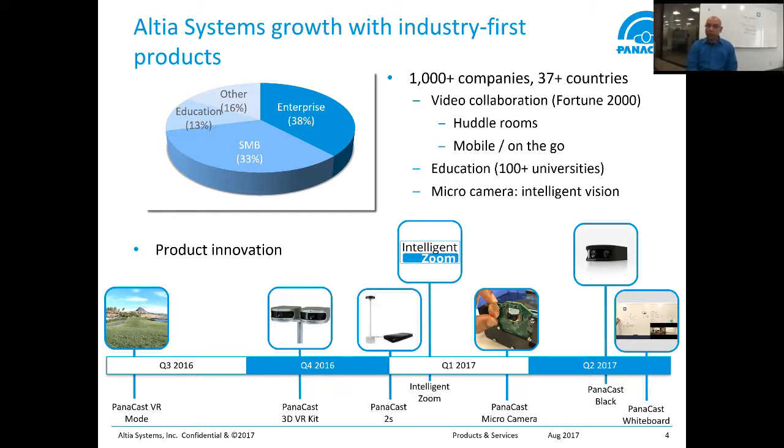Our business, we first shipped to customers, our first FCS was in September, October 2015. Since then, we have over 1,000+ companies that are PanaCast customers in about 37 countries. The majority of our business, we see a lot of traction in enterprise, small and medium business. And when you talk about verticals, we see a lot of interest from healthcare and education. Those are the two verticals that we see a lot of traction for PanaCast 2 cameras, with different use cases that these verticals incorporate PanaCast 2 cameras.